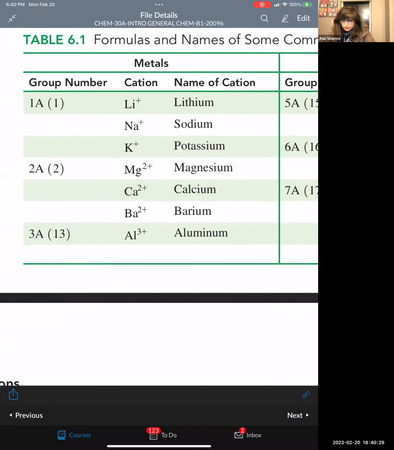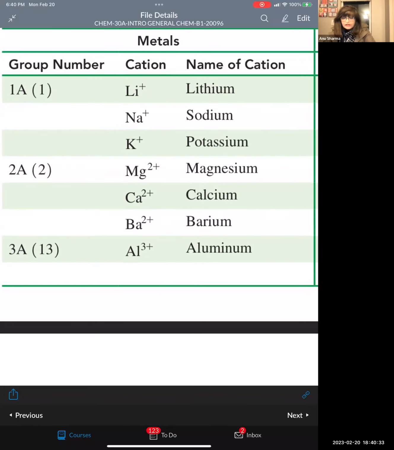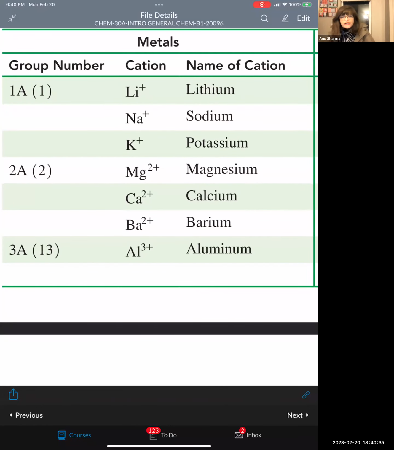But let's look at which ones are going to lose and which ones are going to gain. By default, all the metals are going to lose electrons. These are just some examples. Group 1A: lithium, sodium, potassium, rubidium, cesium, francium, all of them have 1 valence electron in their last shell. Therefore, they will lose 1 electron and they will only have a 1 plus charge. The name of the cation is the name of the metal itself.